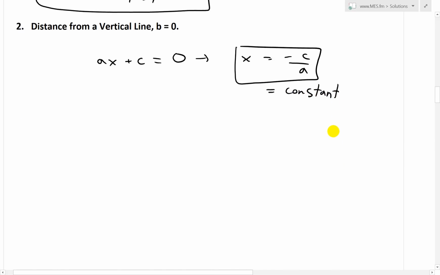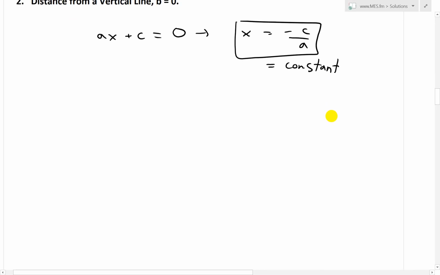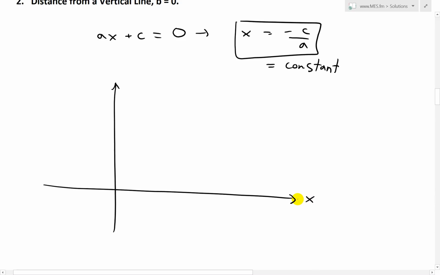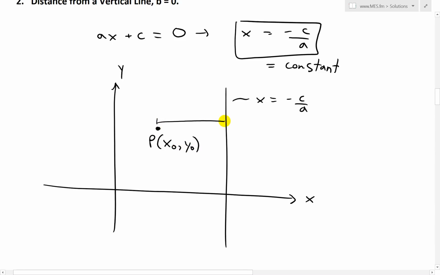So this means we have a vertical line. The x is constant for all values of y. So we draw the xy axis like this. Then we have a line like this, where this line is x equals negative c over a. It's always the same value. And now if we had a point here, and this is our point P, x0, y0. Now this distance across is again going to be perpendicular to it, and we'll call this d.